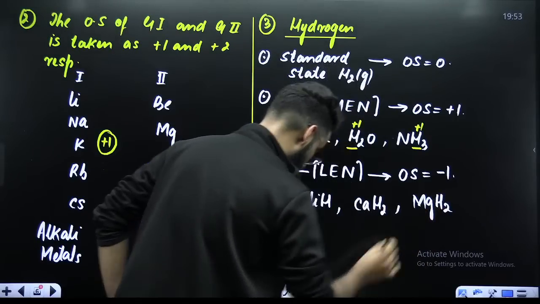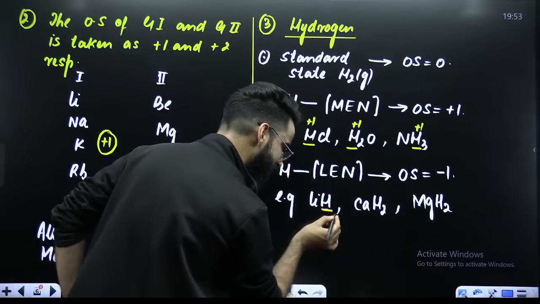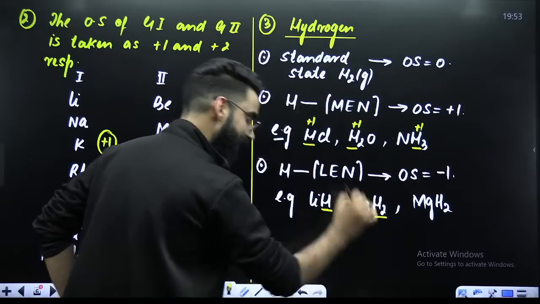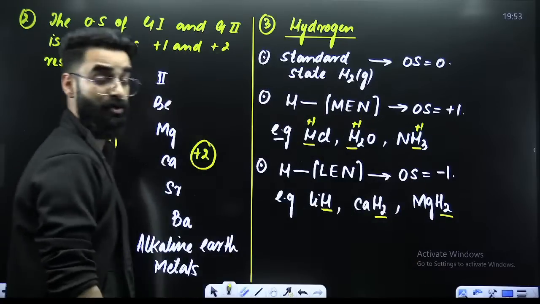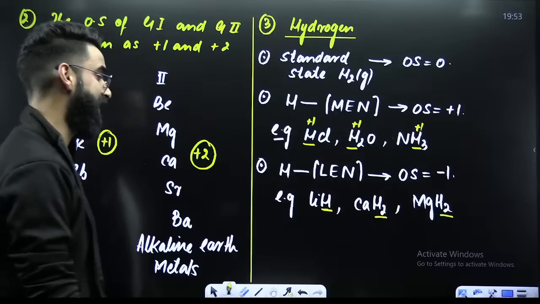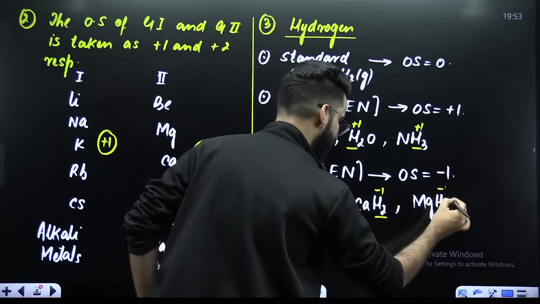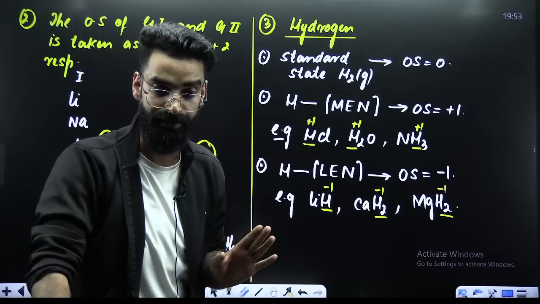Now over here, if you observe carefully, hydrogen is attached to a less electronegative element than itself in each case. And whenever you see hydrogen attached to a less electronegative element than itself, the oxidation state of hydrogen is taken as -1. So these are the three things which you need to remember about hydrogen particularly.